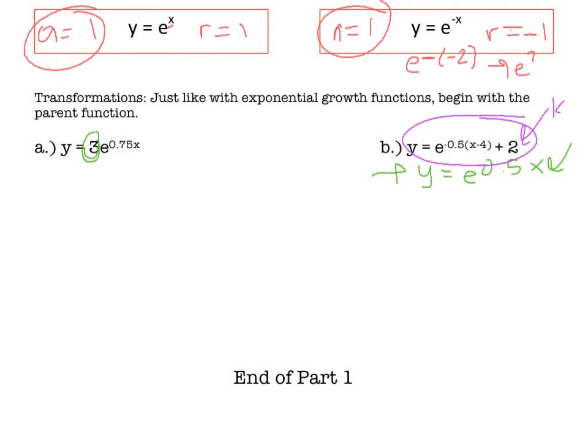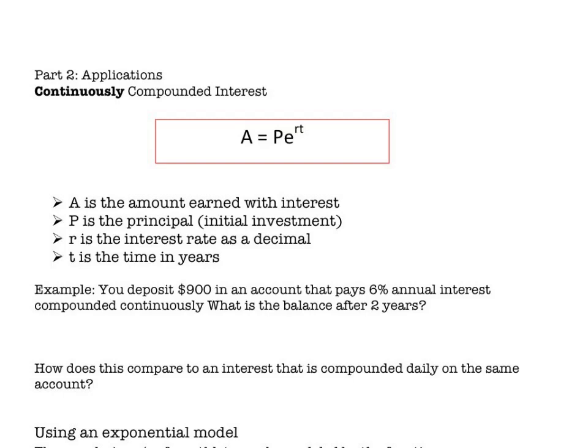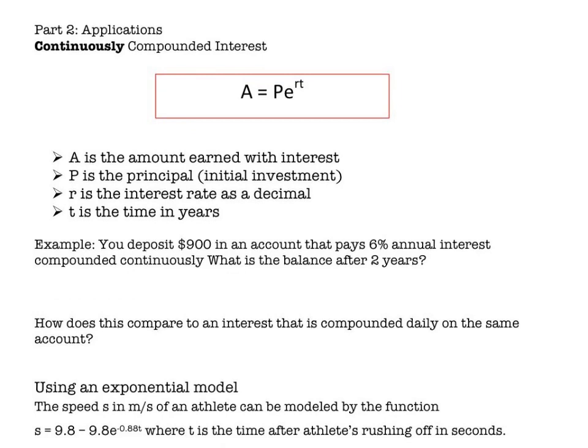So continuously compounded interest is exactly what it sounds like. We're still working with compound interest. So instead of compounding the account once a day or once a month or once a year, it's continuous. So the equation is A equals P times e to the rt power. A is the amount you've earned with interest, P is the principal, r is that interest rate again, and t is the time in years.